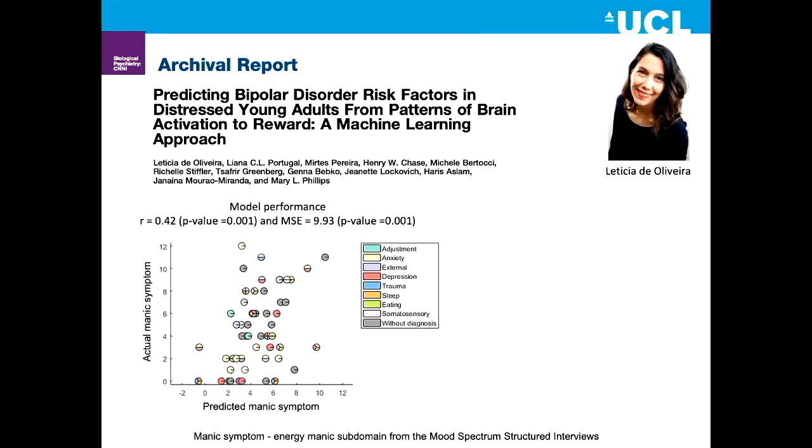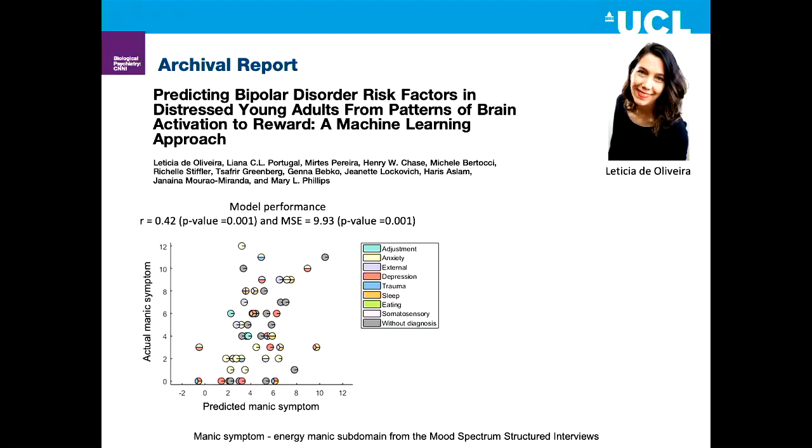Here I will show the results, predicting manic symptoms from the pattern of activations to reward. What I'm showing in this scatter plot is the similarity. On one axis, I have the actual manic symptoms of the subjects, and on the other axis, the predicted manic symptoms. A perfect model would be the diagonal, so it would predict exactly the score. But you can see that there is a correlation between the predicted and the real scores, and each dot represents a subject.